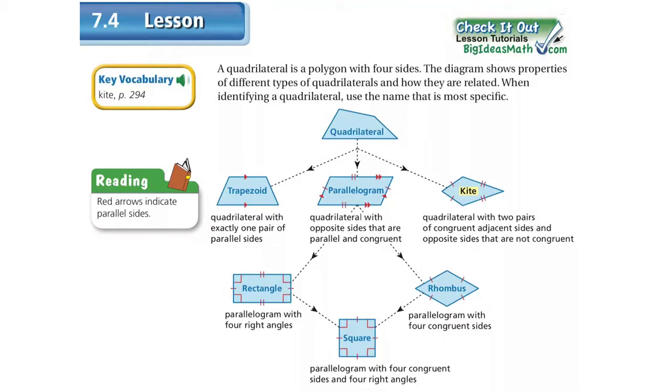But that can be broken down into three specific categories. Now, of course, we do have some quadrilaterals which are just quadrilaterals. They don't fall into any of these categories. Like that shape at the top, it's really not anything other than just a quadrilateral.